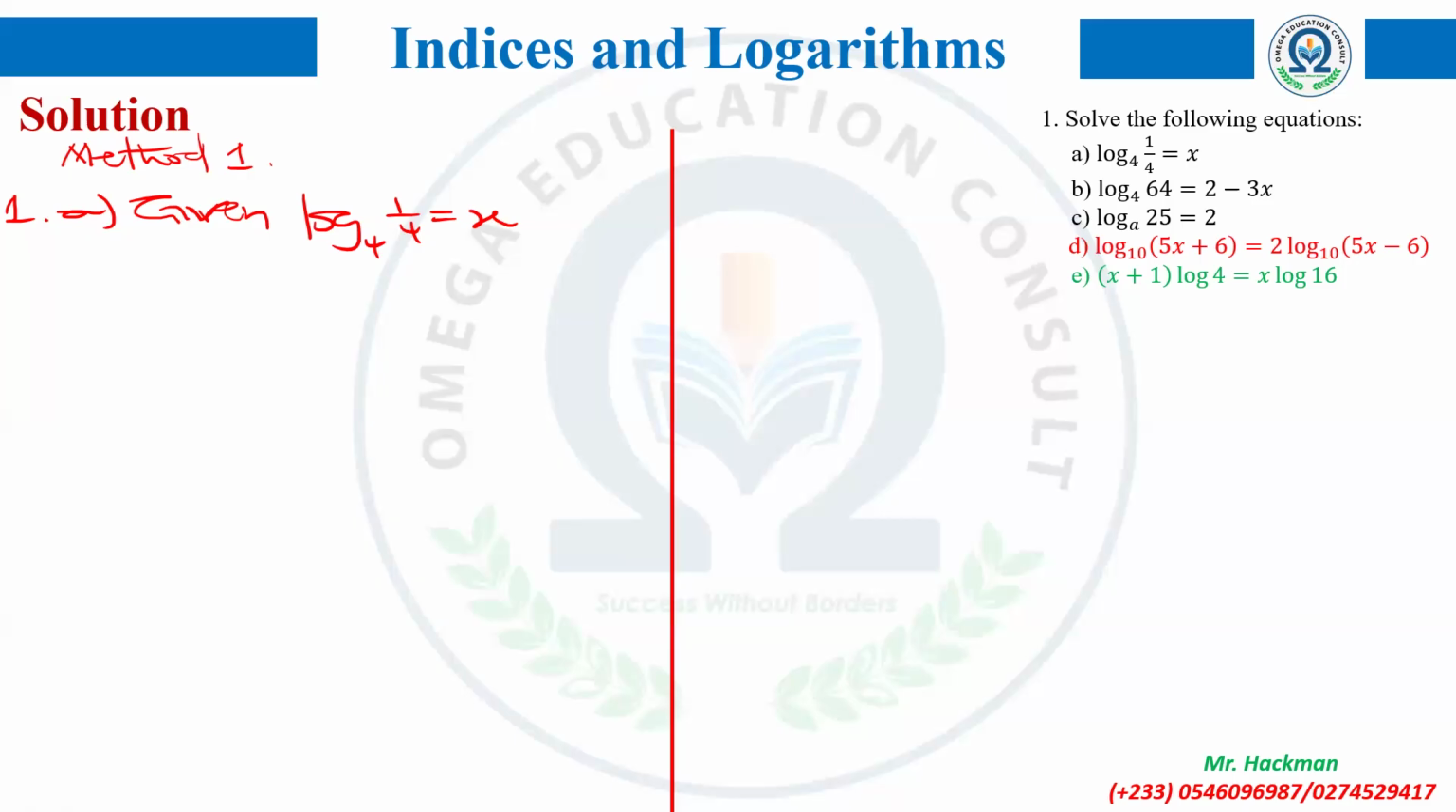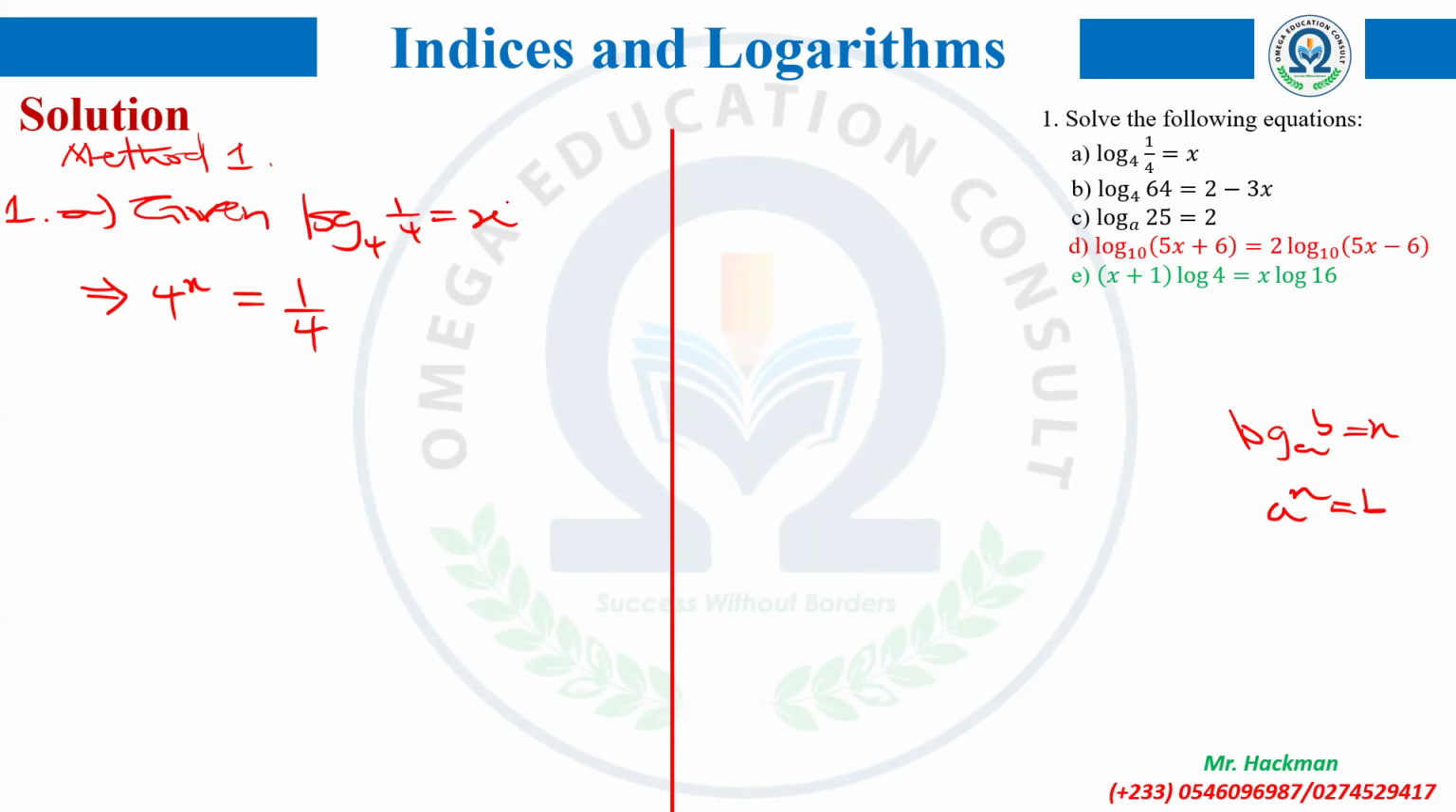Okay, step 3, what are we supposed to do? We need to switch from log to exponential. Is that not it? On that note, we are going to make use of the concept that if you have log to the base a of b is equal to x, then your base a to the power x should give you the number b. So this implies that my base, which is 4, to the power x should give me 1 over 4. So 4 to the power x should be equal to 1 over 4. That is how you switch from log to exponential.